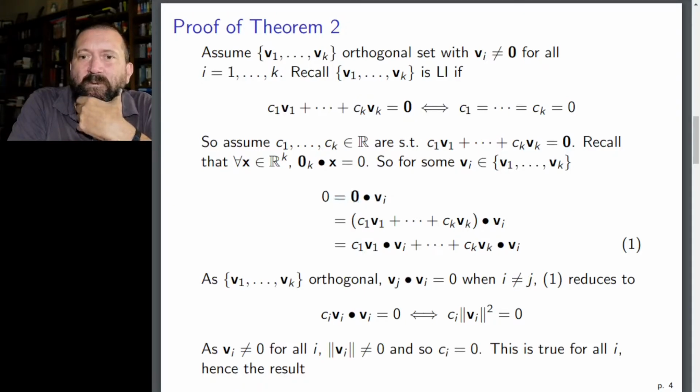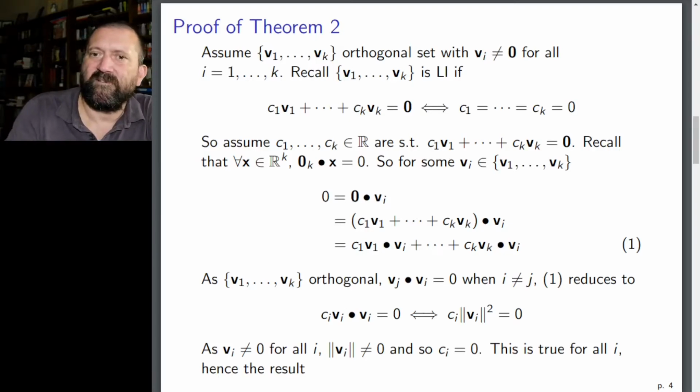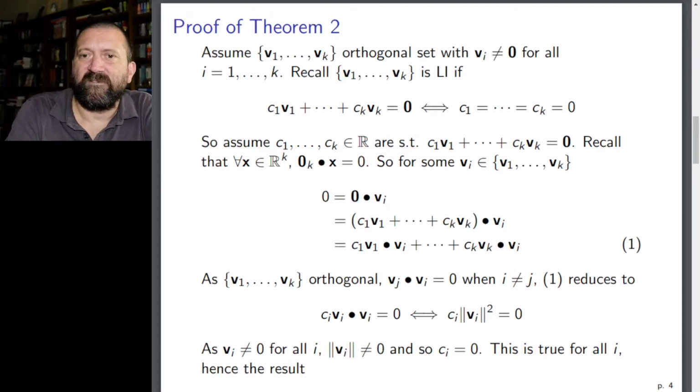But this vector 0 here, I've assumed that I could get it by this formula here. This is what I've assumed, so I'm supposing, yes, I've found c1 to ck such that the sum of those vectors is 0. So I just replace my 0 by this other expression that I have for 0. But now this is a dot product where I have a sum of vectors on the left and another vector on the right, so I can expand.